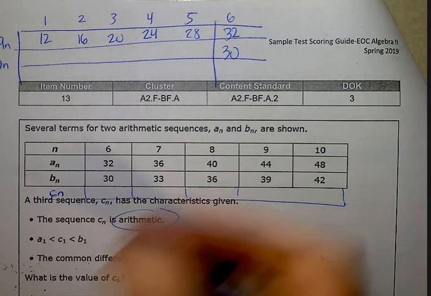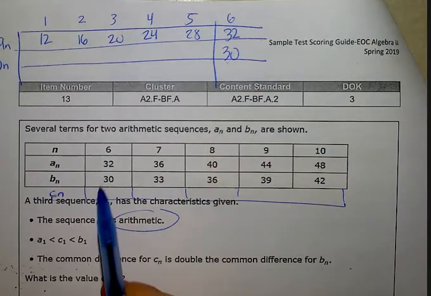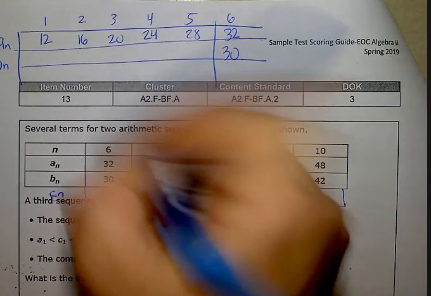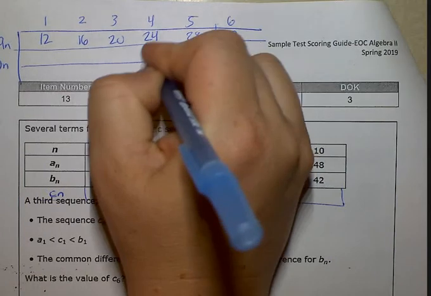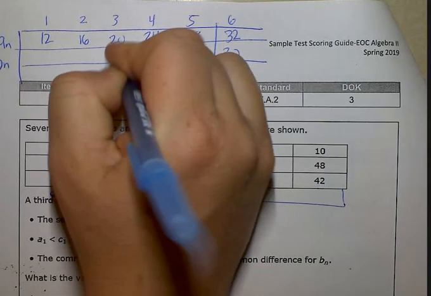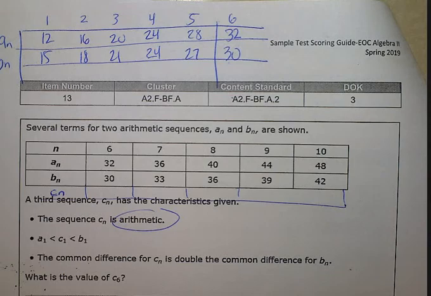Then for 30, we are adding 3 going forward, so to go backwards, we're going to subtract 3. Subtract 3. 27, 24, 21, 18, and then 15. Wow. There's a reason you're in this class.